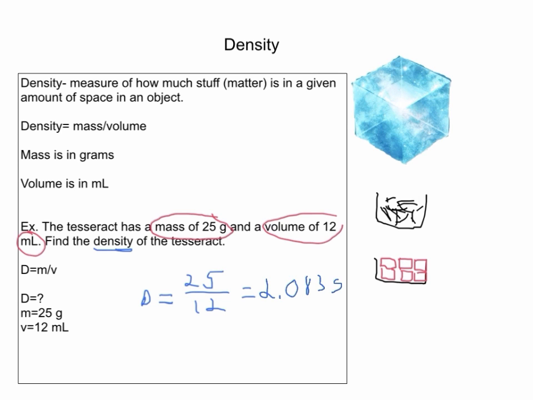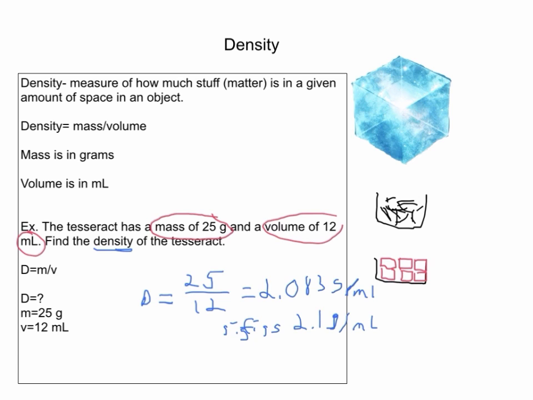2.083 grams per milliliter. And if I'm watching my significant figures, I see that I have 2 sig figs, so my answer should have 2 sig figs. So with sig figs, I have 2.1 grams per milliliter. Now units are always important, as I keep mentioning, so let's look at this unit. This unit is grams per milliliter, or grams over milliliters.